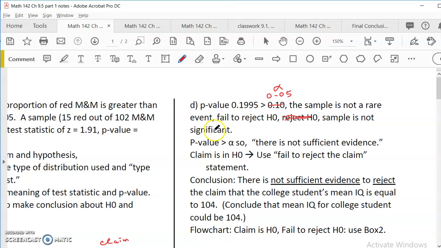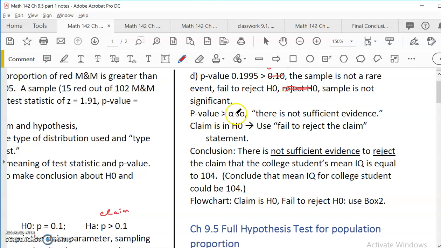The sample is not significant. This is another typo. So because the p-value is greater than alpha, what wording should I use in my writing of the claim? I should say not sufficient evidence. And because the claim is H0, I should use the statement of reject. So you would say there is not sufficient evidence to reject the claim that the IQ is 104. So you cannot reject the claim. Look carefully, you cannot reject it. That means the IQ score is still 104.